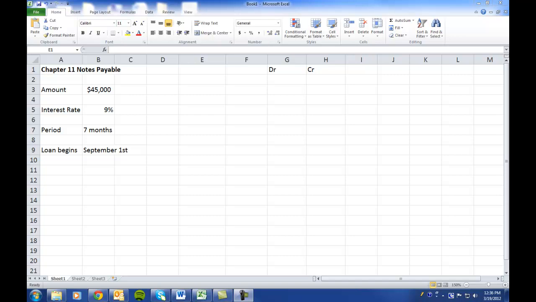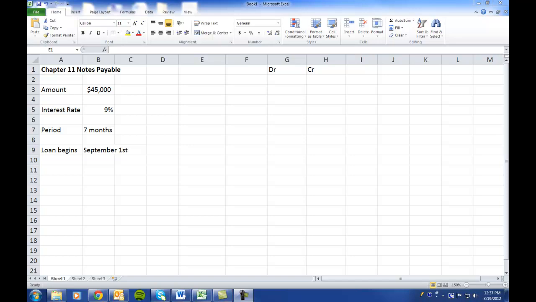Okay, for chapter 11, the main point that I will discuss is how to do the journal entries and to calculate a notes payable. So for today's example, we have an amount of $45,000, an interest rate of 9%, and a period of 7 months. And this loan is going to begin on September 1st.